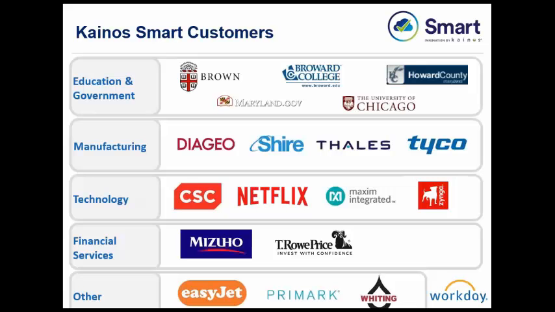So Kainos Smart has over 45 customers now. You can see a selection of these on screen at the minute. You'll see a variety of different industries represented here and a variety of different company sizes. So obviously we'll be delving a lot more into the Netflix story today, but we have clients ranging from 300 employees right up to over 100,000 employees. So no matter what size of organization you are, you're going to have that testing requirement, and the automation can really help with that.